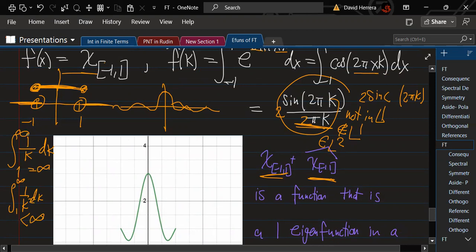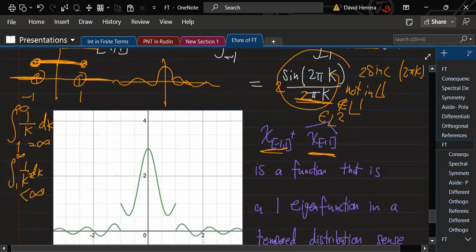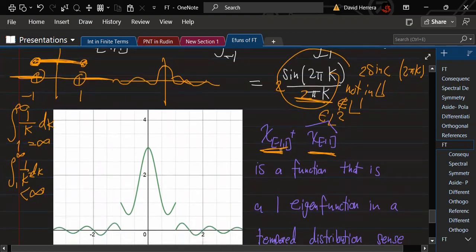So as far as L1 is concerned, you can go through the details. This function is in L1, but its Fourier transform is not in L1. But this function is in L2, so therefore its Fourier transform is in L2. So these are all well-defined notions as far as L2 is concerned.